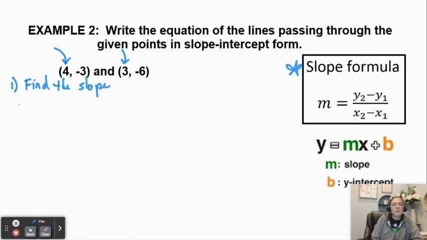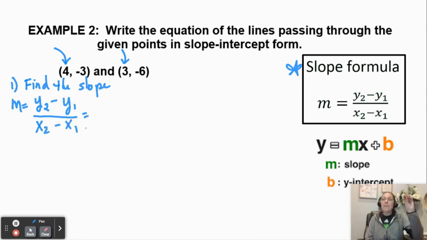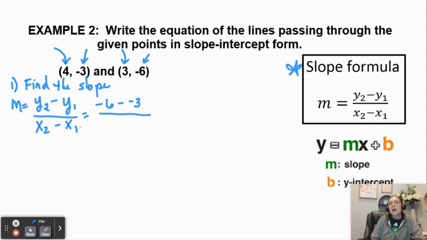So let's review that slope formula, right? It says y2, which means the second y, minus y1, that's the first y, divided by the second x minus the first x. And we get these from the points. So let's take a look. The second y would be the -6 here. The first y would be the -3. Notice I did minus negative. Then on the bottom, the second x, that's our 3, minus our first x, which is our 4.